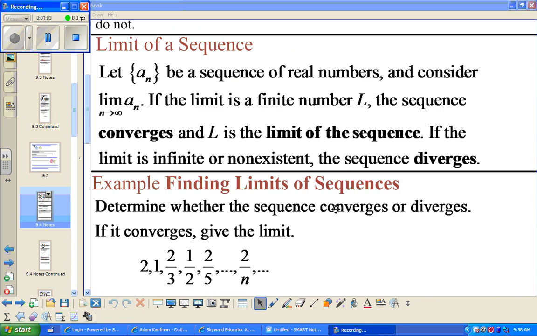When talking about the limit of a sequence, if we let the set a sub n be a sequence of real numbers and consider the limit as n approaches infinity for that a sub n set or rule, if the limit is a finite number, the sequence converges. And whatever it converges to, that number, is the limit of the sequence. If the limit is infinite or non-existent, then we say the sequence diverges. I'll go through some examples here now.